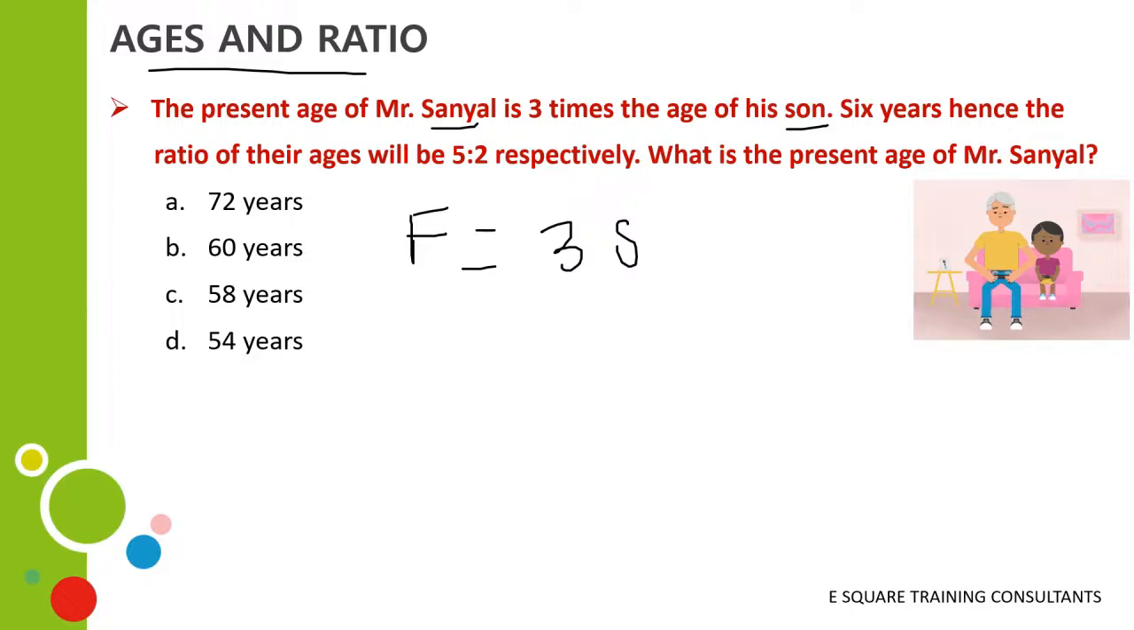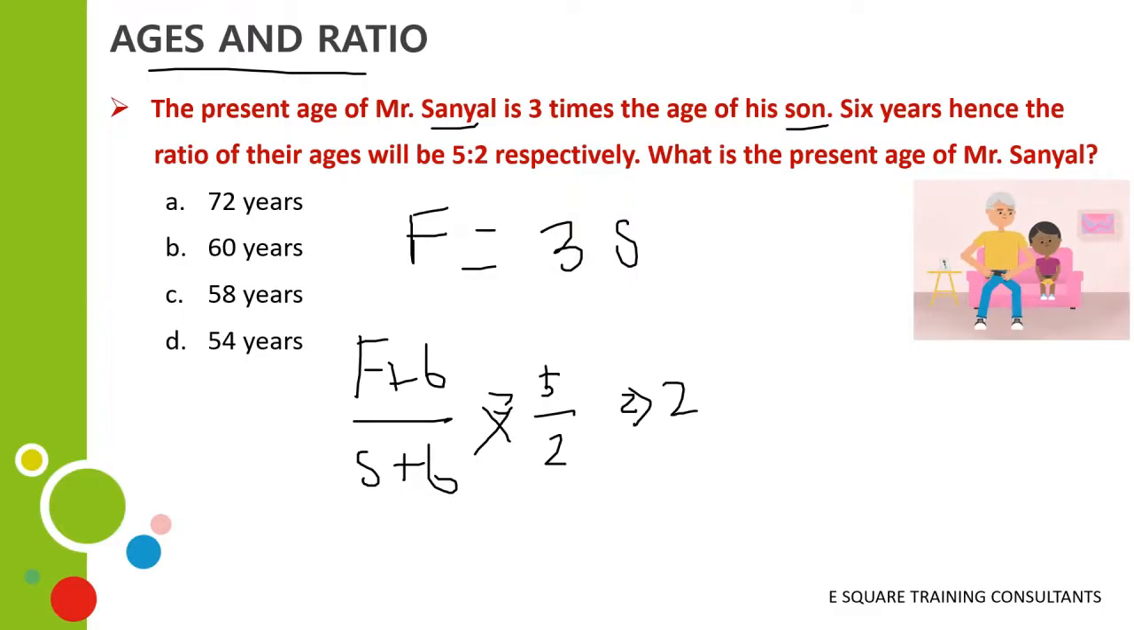Now 6 years hence, the ratio of their ages will be 5:2. So after 6 years, father's age, Mr. Sanyal's age will be F plus 6, and the son's age will be S plus 6, and this ratio is 5/2. So on cross multiplying, this takes 2F. So let me write it down here. 2F plus 12 will be equal to 5S plus 30.